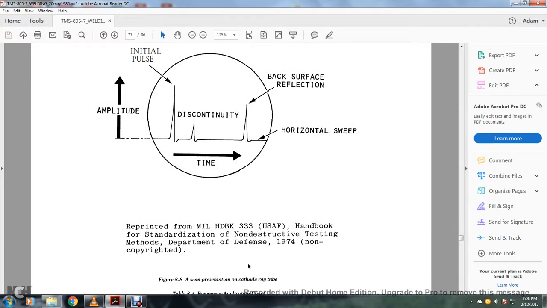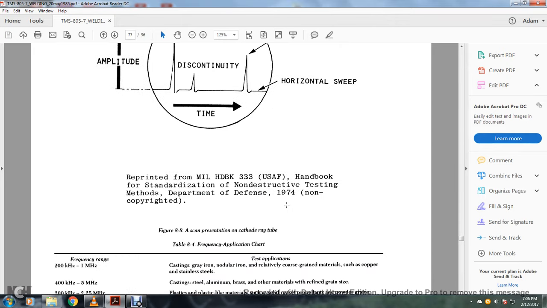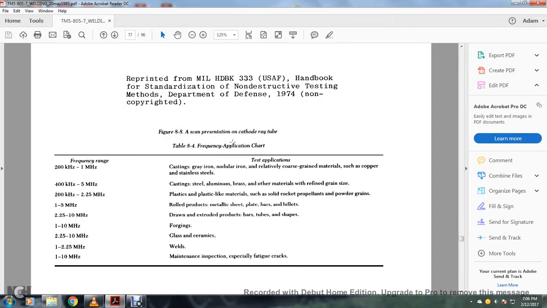Figure 8.8 shows the scan presentation of the cathode ray tube. It shows the amplitude, the discontinuity, the time, initial pulse, feedback, surface reflection, and horizontal sweep. Table 8.4 shows the frequency application charts.